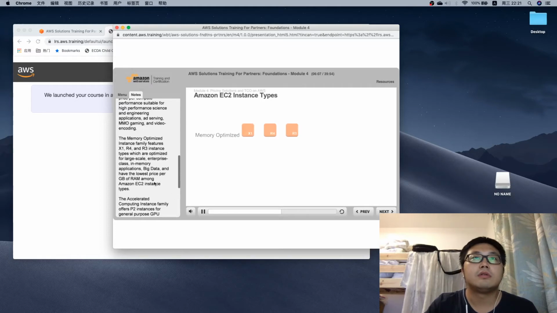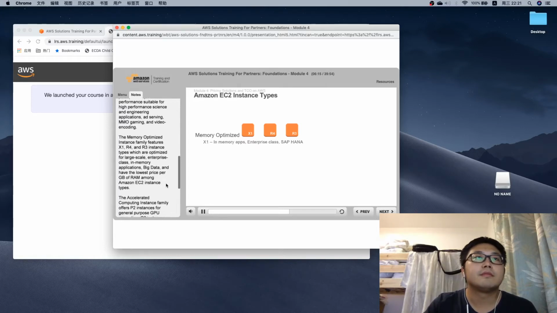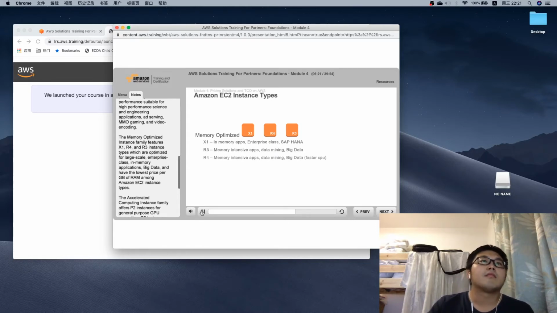The memory-optimized instance family features X1, R4, and R3 instance types, which are optimized for large-scale, enterprise-class, in-memory applications, big data, and have the lowest price per gigabyte of RAM among Amazon EC2 instance types.